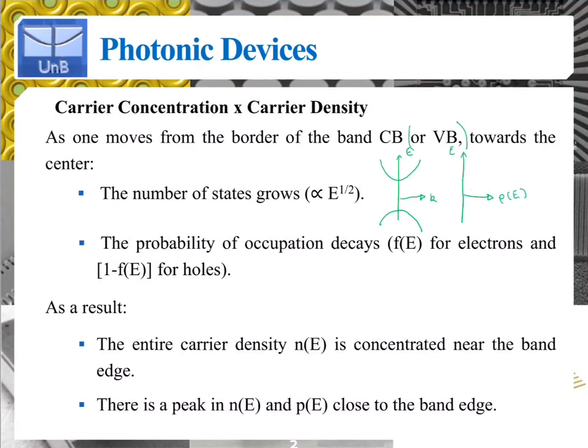we saw that from the energy corresponding to the band edge, the density of states grows with the square root of E. So it would grow with a function that looked like this, right? This is the density of states. But the probability of occupation decays, in this case, with the Fermi distribution. Therefore, if we were to draw the Fermi distribution, we saw that F of E looked something like this, right?